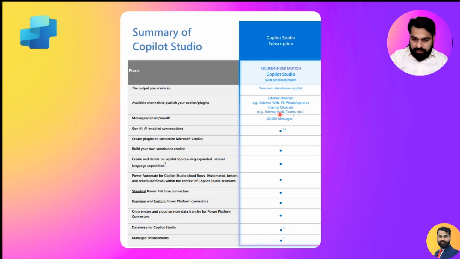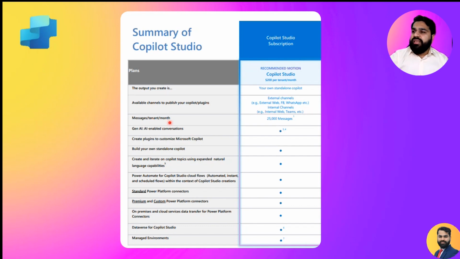Internal channels, there are internal websites, right? SharePoint sites, and we can publish on those. Teams also we can publish on, right? Mostly Teams is the favorite channel internally if any organization wants to use that. Beyond these channels, we can also have Copilot Studio integrated within Power Apps as well.